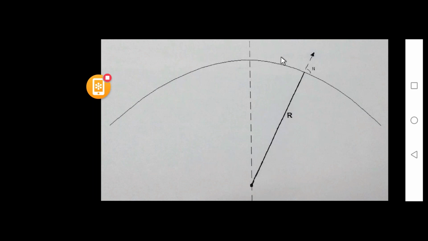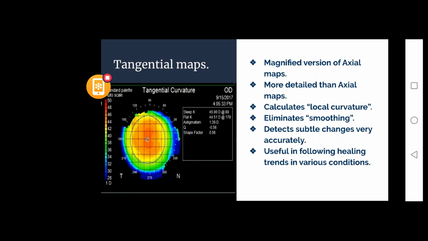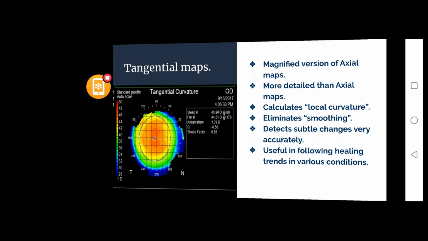Okay, so now what happens is that this axial curvature map misses out subtle changes. Why does it miss out the subtle changes? First I will explain the tangential curvature, then you will understand why it misses out the subtle changes. So tangential maps are also known as local curvature maps. First things first, it does not consider the cornea to be a spherical surface. It considers the cornea as an aspheric surface.